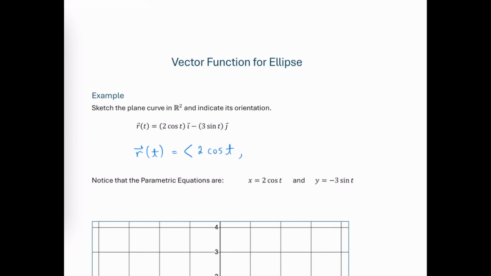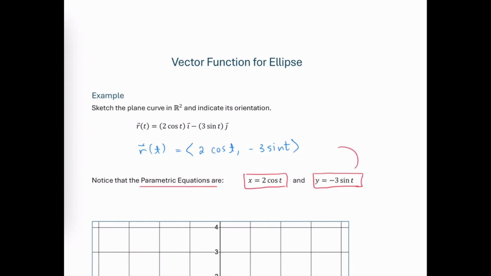So pointy bracket notation would look like this, where 2 cosine t is the x component and minus 3 sine t is the y component. Either way, in ij notation or in pointy bracket notation, 2 cosine t is the value that gives us the x component of the vector, and negative 3 sine t is the value that gives us the y component of the vector. So these are considered to be the parametric equations for that ellipse.